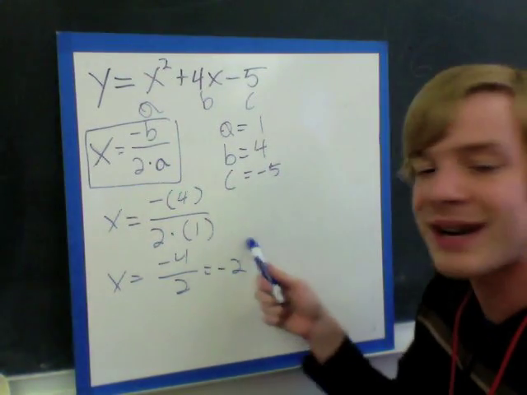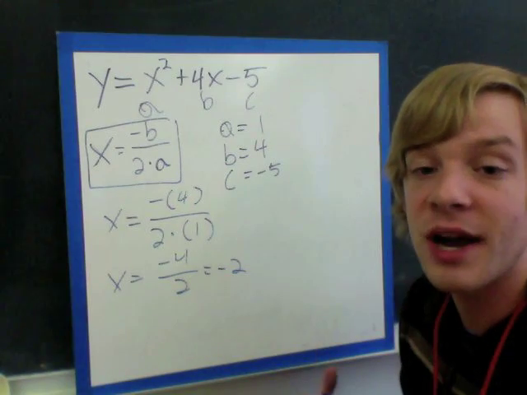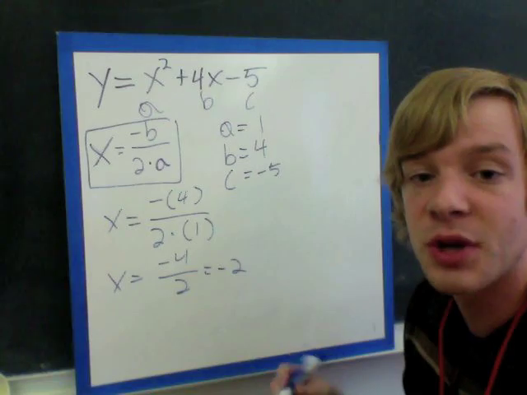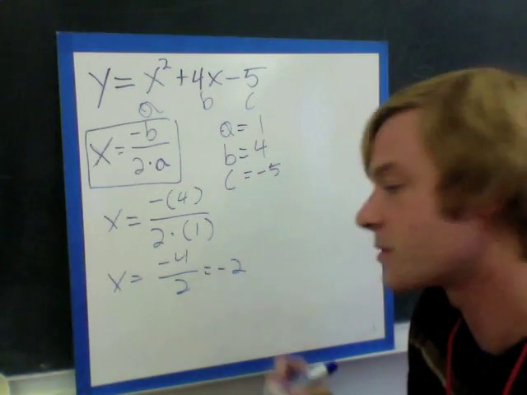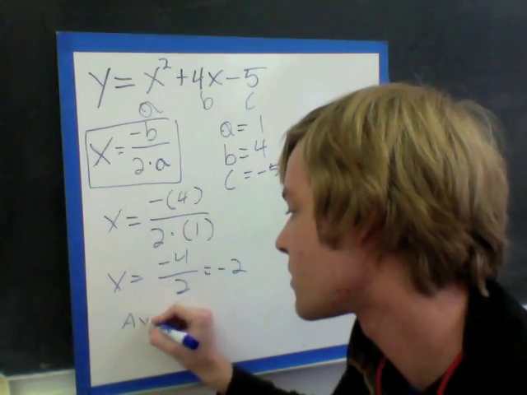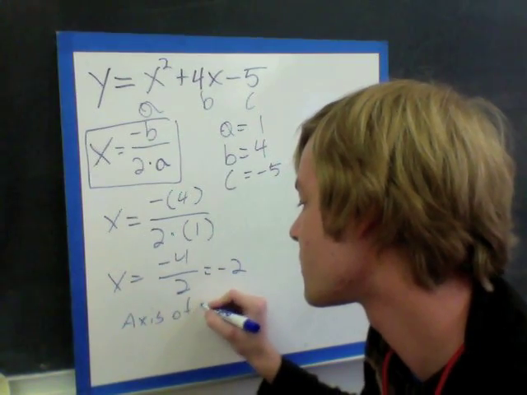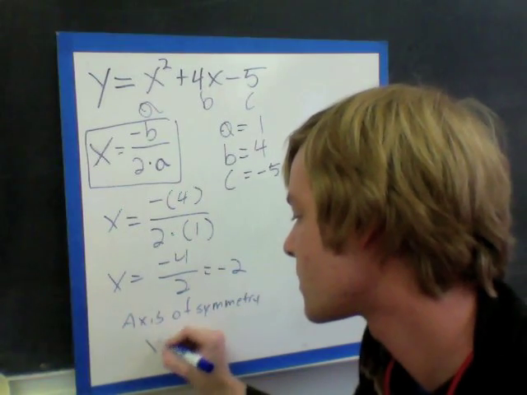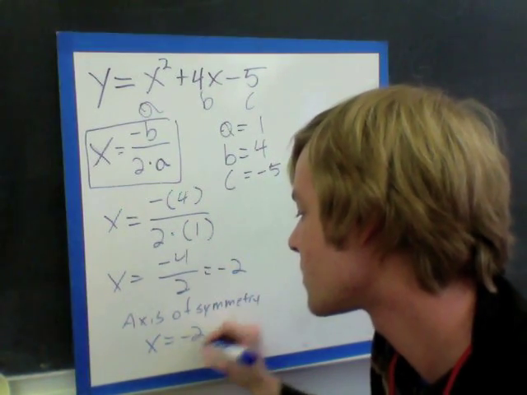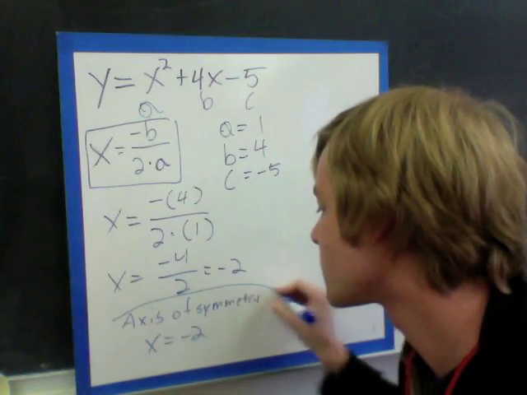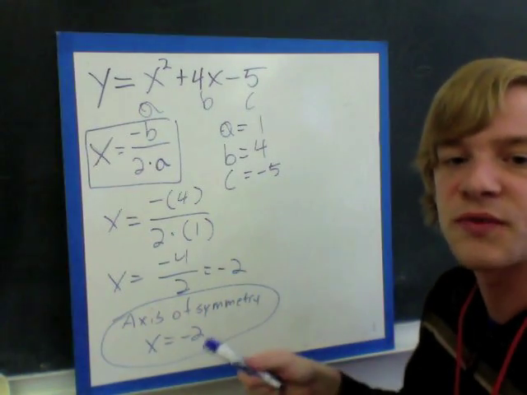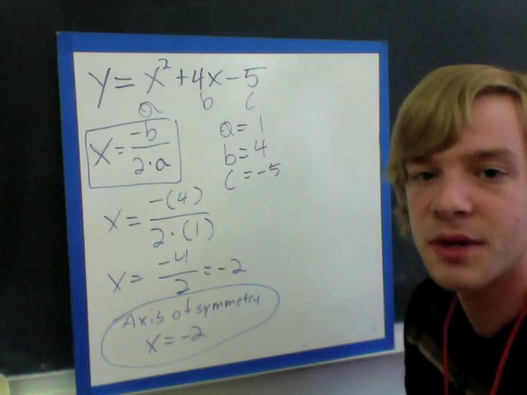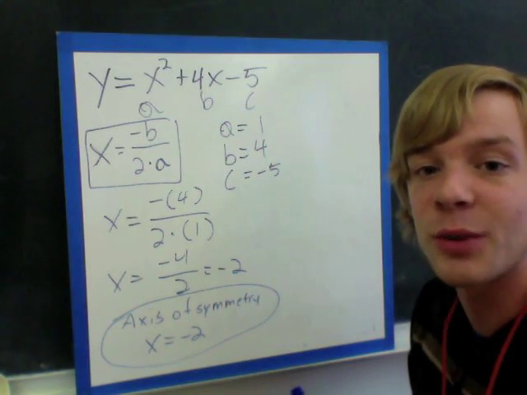So we're not just going to write negative 2, because for a line we have to have a variable as well. So for our axis of symmetry, we're going to say x equals negative 2. So we found our axis of symmetry. Our axis of symmetry is x equals negative 2. We're going to use this information to help us find our vertex.